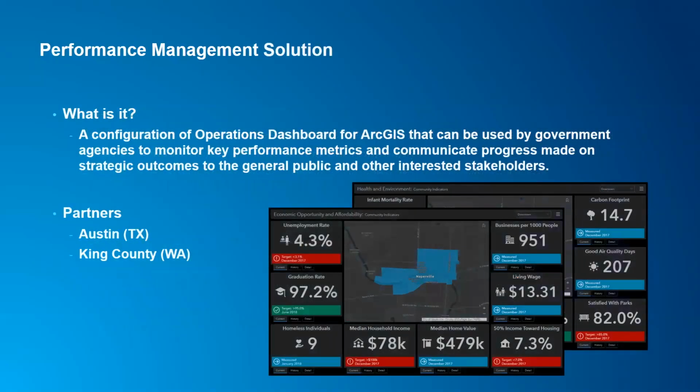So to help with performance management, Esri has built a solution that allows communities to accomplish these things. It's a configuration of Operations Dashboard for ArcGIS, and it can be used by government agencies to monitor key performance metrics and communicate progress made on strategic outcomes to the general public and other interested stakeholders like the mayor, city council, and department leaders. These dashboards leverage authoritative data sources in the organization, both facts and feelings, and they can be easily configured for the strategic outcomes and performance metrics you have identified for your community.